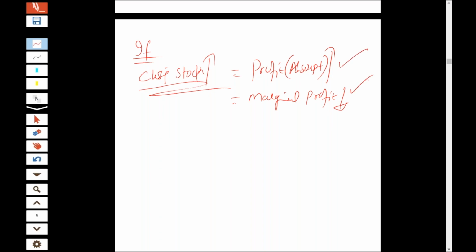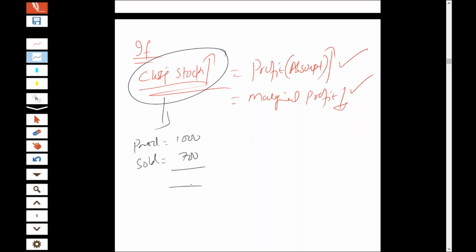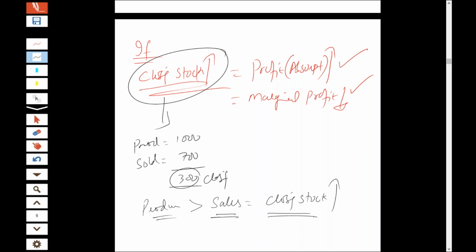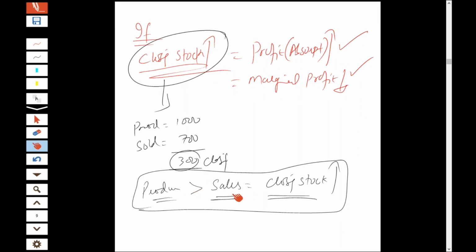And how do you interpret closing stock increases? For example, the production is 1,000 units and I sold 700. That means 300 is in closing stock. Because opening was nothing, production is greater than sales. When your production is greater than sales, that means closing stock will increase. When your production exceeds your sales, closing stock increases.